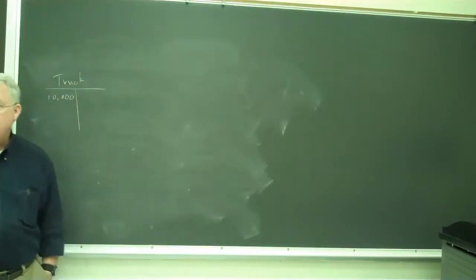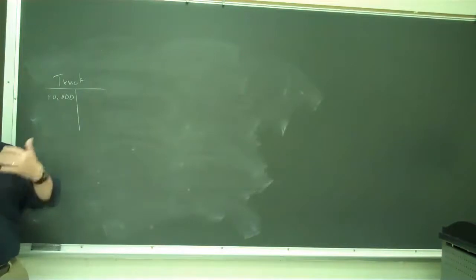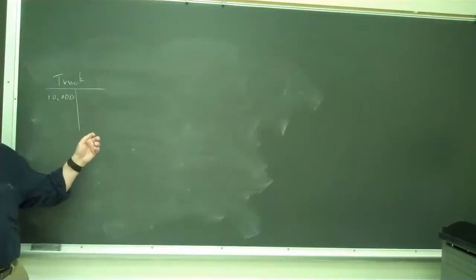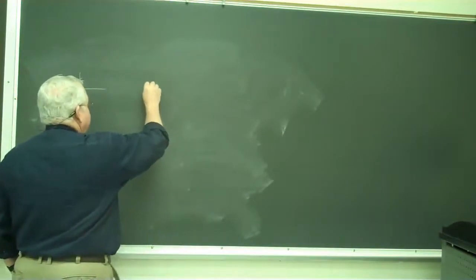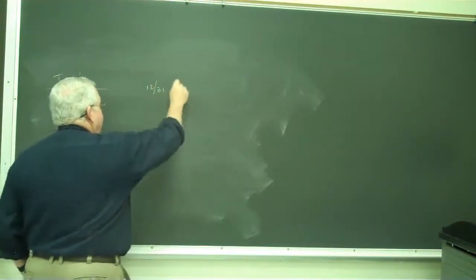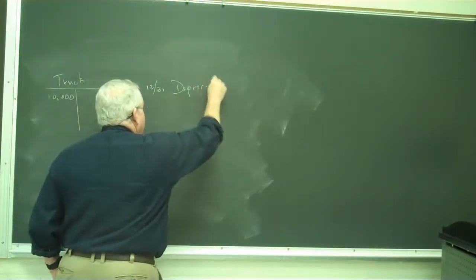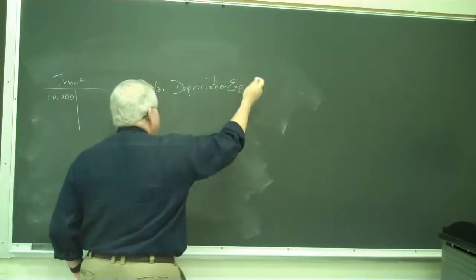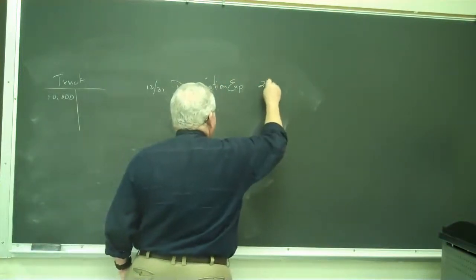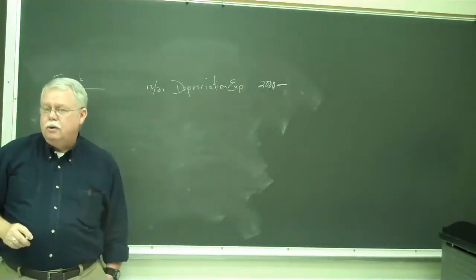But at the end of the year, it's lost $2,000 in value. How do I enter that in my journal to make this account reflect the proper value? I go to my journal and I say, on the end of the year, I had an expense called depreciation. Depreciation expense, $2,000. But what's the credit?